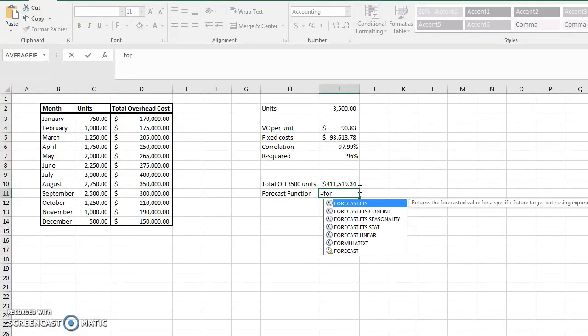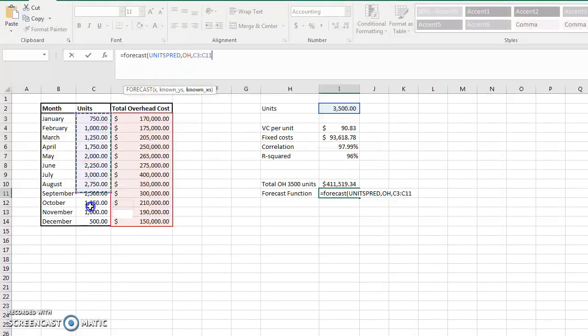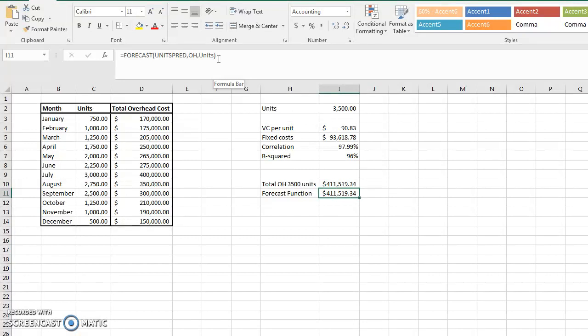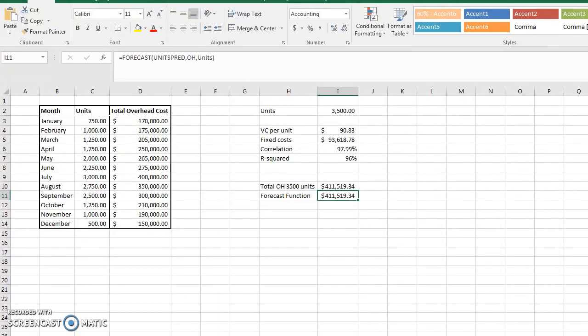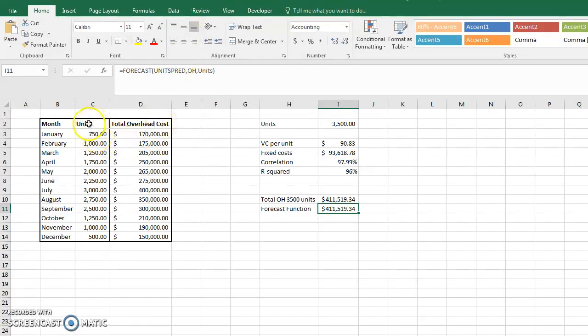So now I've done some range names, and now I can be a little bit more clever. So I can come back and redo my forecast function like this. I known X, I click on this, units predicted. I known Y's, and see how it changes to OH, that's my range name. And then my known X's, right over there, units. And I'll get the same answer, but it's just nice because it's got all the range names. It makes things much, much easier for somebody else to read and for you to come back and remember what you did.